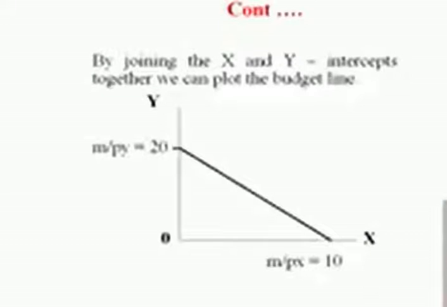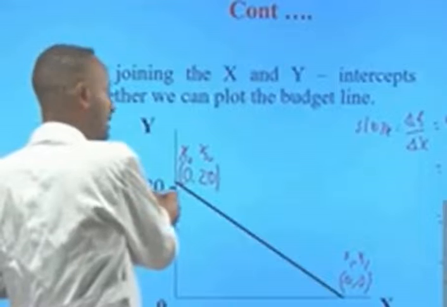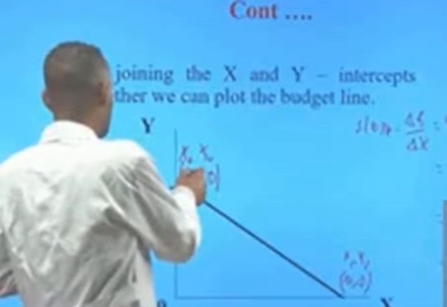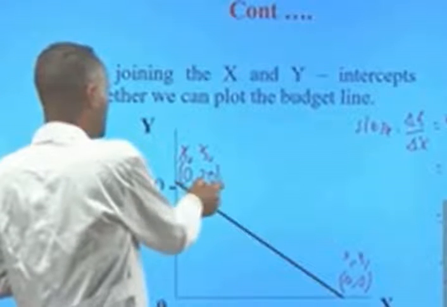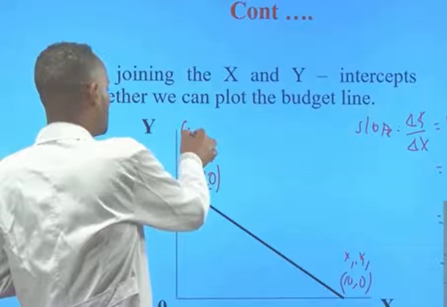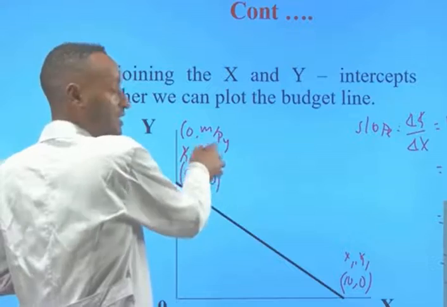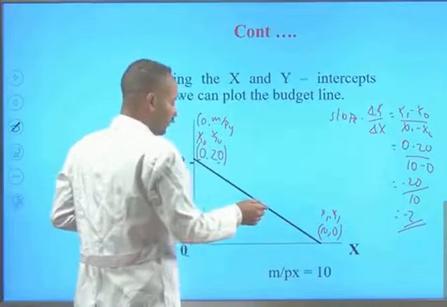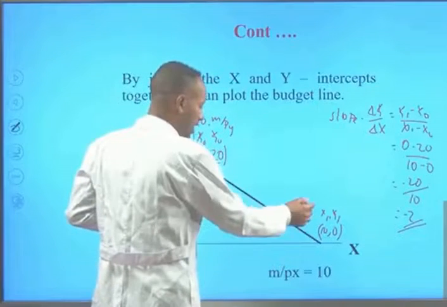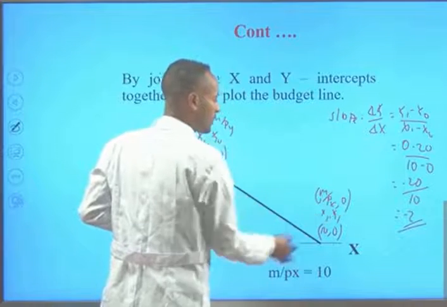But there is another means of calculating the slope of the budget line. As I told you earlier, m over price of y is the vertical intercept. So we can substitute this m over price of y for 20. So this coordinate will be (0, m over price of y), because the value of 20 is equal to m over price of y. Similarly, the value of 10 is equal to m over price of x. So this coordinate can be (m over price of x, 0).